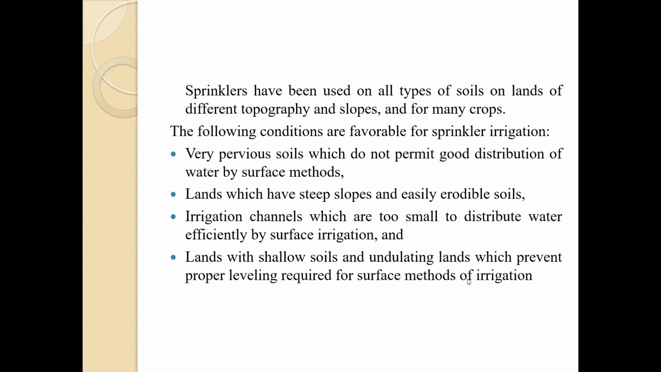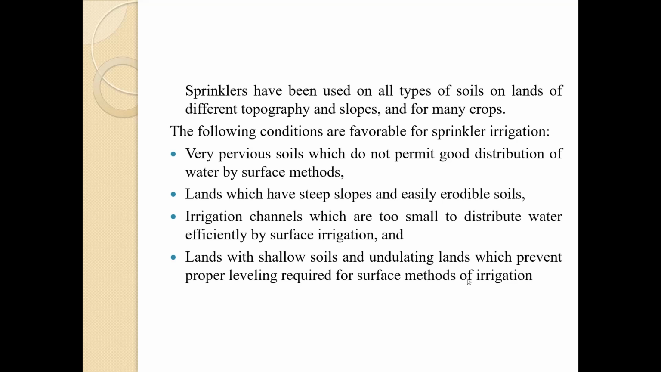The following conditions are favorable for sprinkler irrigation. The very pervious soil which does not permit good distribution of water by surface methods. If the soil is pervious, we are unable to distribute the water to the furrows or to the channels, because the water will percolate immediately as we pass the water. So loss of water will be more in this kind of method, so that we are going for the sprinklers.